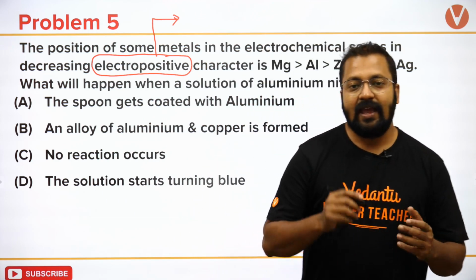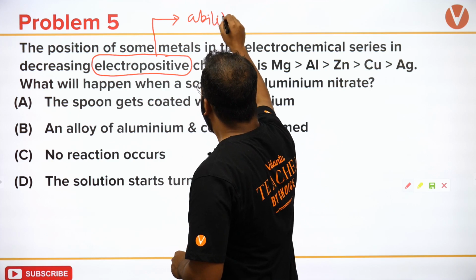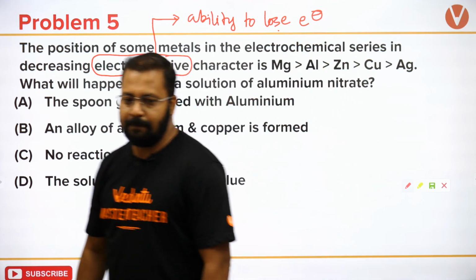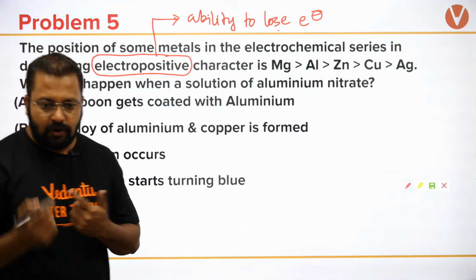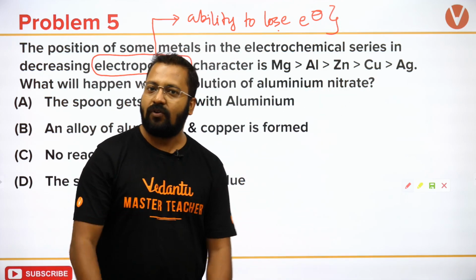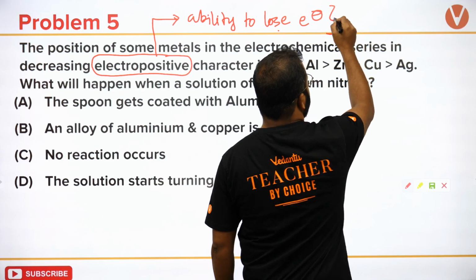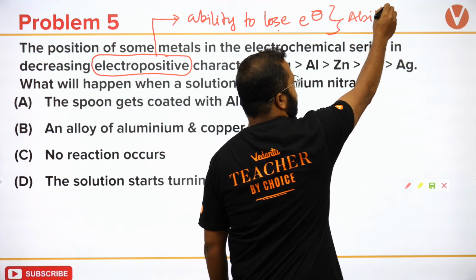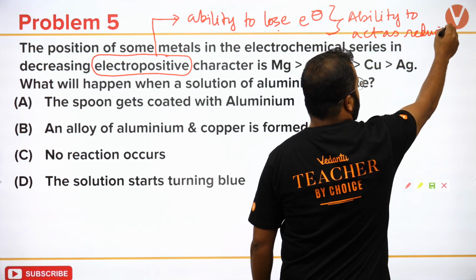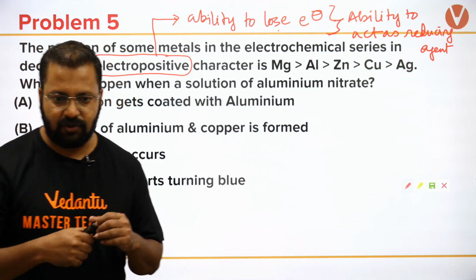Electropositive character means ability to lose electrons. Very good Ritika, ability to lose electrons. That means ability to undergo self-oxidation, or ability to act as reducing agent. Very good, Amandeep.